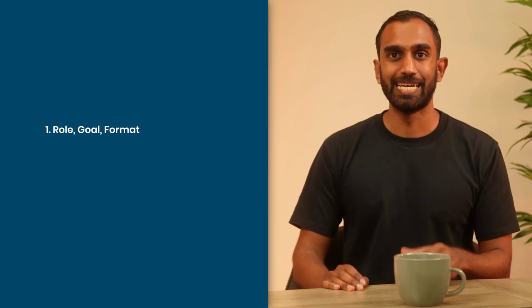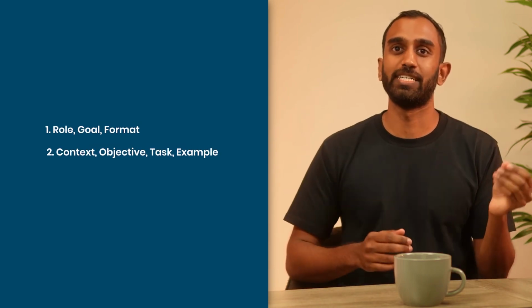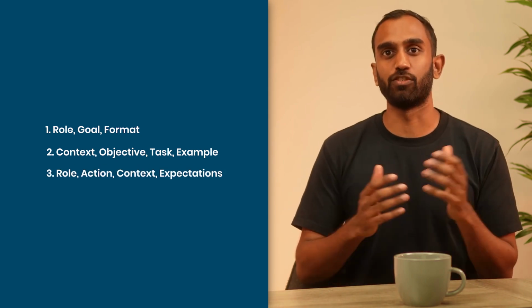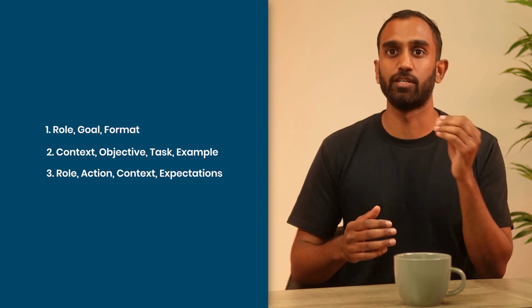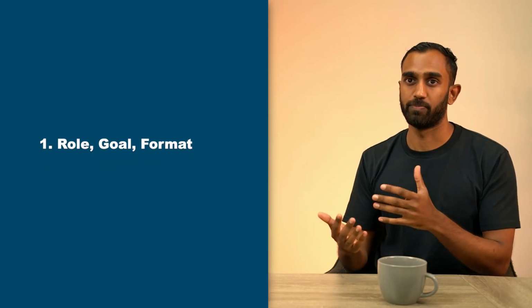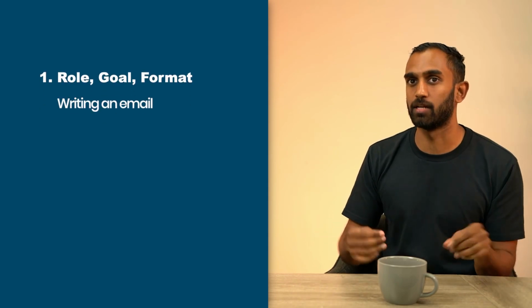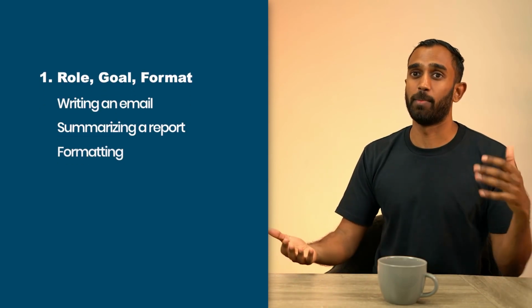The first one is role goal format. The second one is COAT, context, objective, task, example. And then the third one is RACE, role, action, context, expectations. Let's break them down. The first framework is role goal format. This is my go-to for quick, focused tasks like writing an email, summarizing a report, or formatting content.